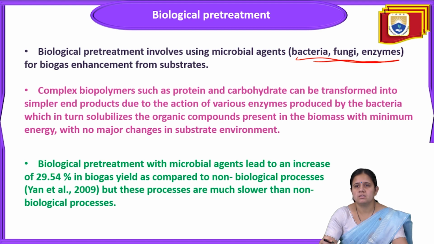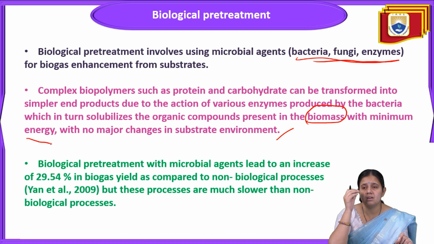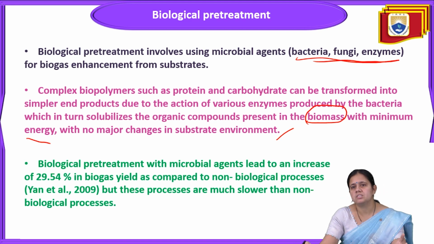The complex biopolymers, that is protein and carbohydrate, can be transformed into simpler end products due to the action of various enzymes produced by the bacteria, which in turn solubilize the organic compounds present in the biomass with minimum energy, with very little energy, and with no major change in the substrate environment.